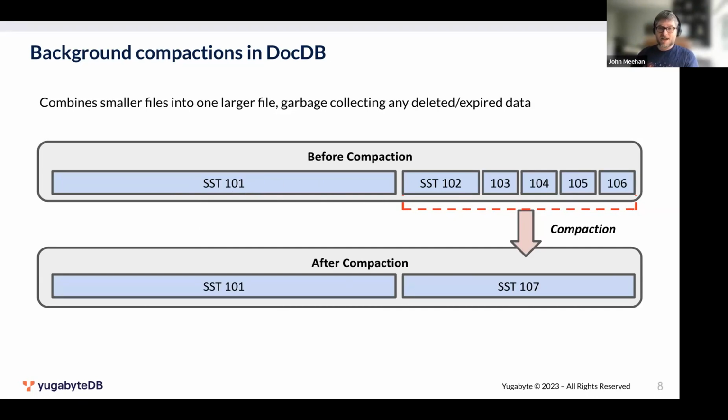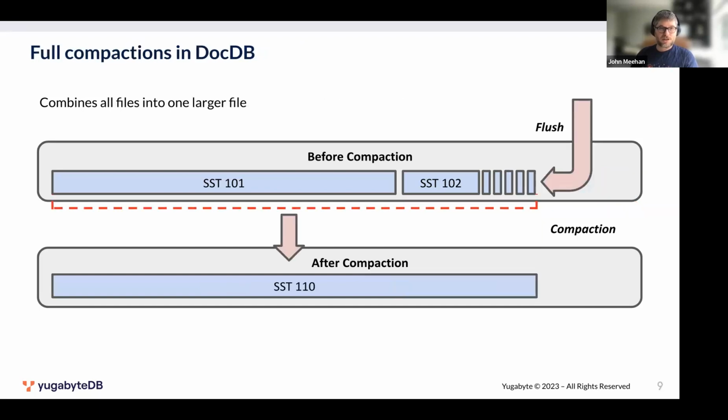Also of note, these compactions are also responsible for garbage collecting old tuples and old versions, which I'll touch on again shortly. In addition to background compactions, we have what's called a full compaction. Rather than simply including the files that meet a certain size criteria, this will include all files in the RocksDB instance, i.e. tablet, and compact it all into a single file.